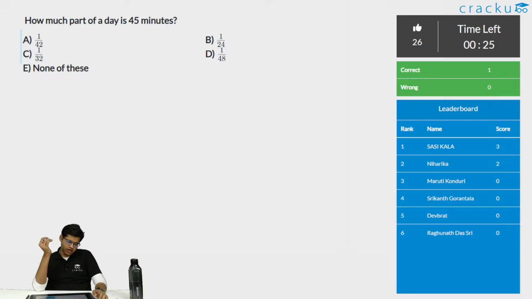This is, you can tell, a SNAP level question, right? This is a very easy question, to be honest. This is your SNAP level question.